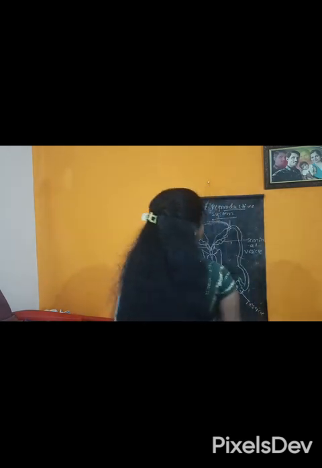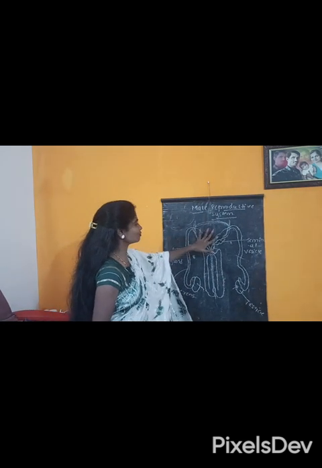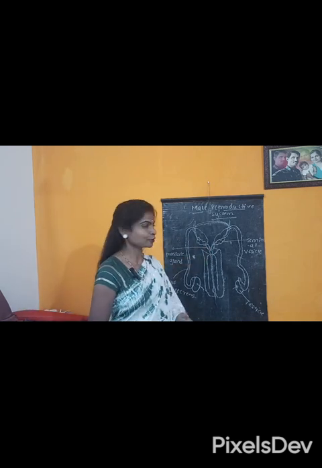We will discuss the next topic, that is how organisms reproduce, starting with the male reproductive part. This is a diagram of the male reproductive part. What are the different parts of the male reproductive part?